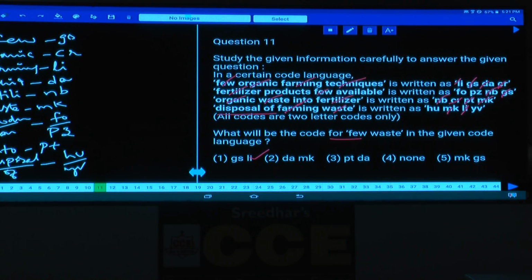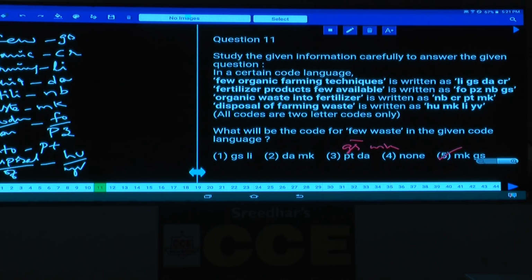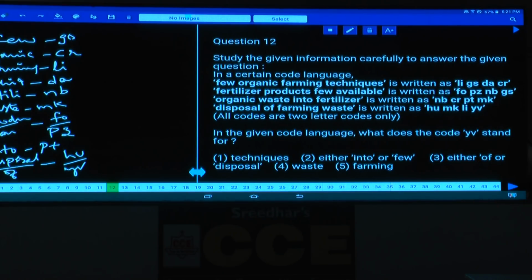And what will be the code for few waste? Few and waste. Few, what is the code to this word few? Few is GS and the code to the word waste is MK. And GS, MK in any order, MK, GS, that is choice 5. 11th one.